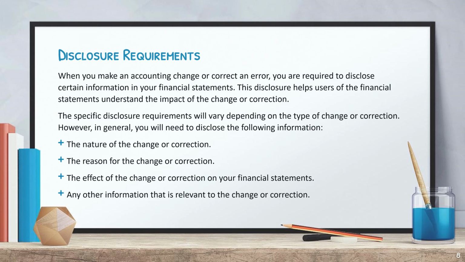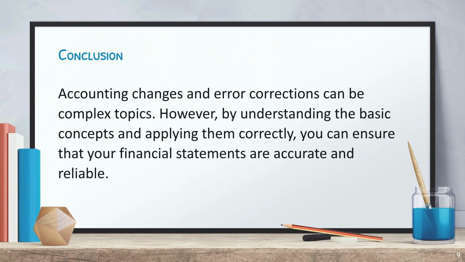When you make an accounting change or correct an error, you are required to disclose certain information in your financial statements. This disclosure helps users of the financial statements understand the impact of the change or correction. The specific disclosure requirements will vary depending on the type of change or correction. However, in general, you will need to disclose the following information: the nature of the change or correction, the reason for the change or correction, the effect of the change or correction on your financial statements, and any other information that is relevant to the change or correction.